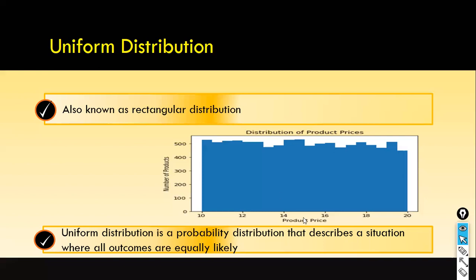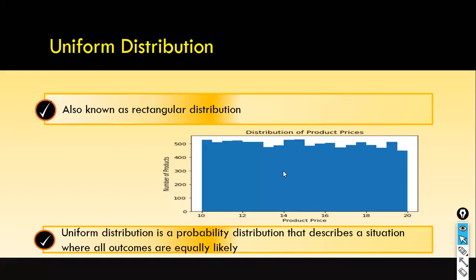And if you see here, the middle, 15, is the middle. The peak of the histogram is in the middle of the range at 15. That means in this case there is an equal probability of a product being priced at any value between 10 and 20. There is an equal chance of the product being priced at any value within the range of 10 to 20.